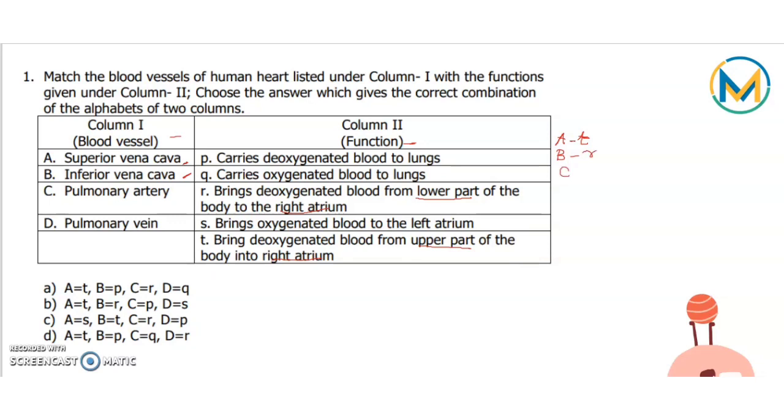Then the next blood vessel, that is pulmonary artery, C, its function is to carry deoxygenated blood to the lungs, that's P. And the last blood vessel, that is pulmonary vein, D, and its function is to bring oxygenated blood to the left atrium, that's S. Now among the given options, we have to see where A equals T, B equals R, C equals P, and D equals S. So the correct answer is option B.